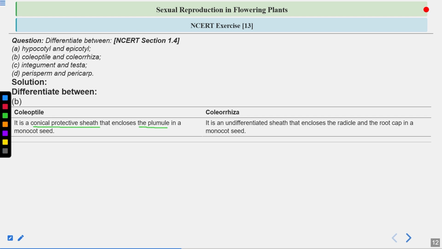It is providing protection to the plumule part because it is a very delicate part. So it covers the plumule in a monocot seed. This you can see in the monocot seed. So that is the coleoptile. Now what is the coleorhiza? It is an undifferentiated sheath. This is again a sheath-like structure that encloses the radicle and the root cap. This covering protects the radicle as well as the root cap in a monocot seed. So this is the difference between the coleoptile and coleorhiza.